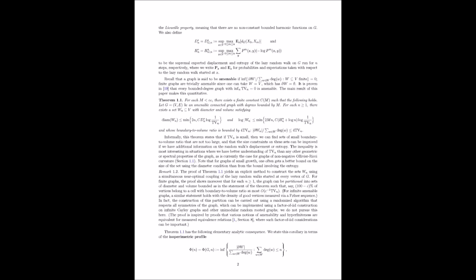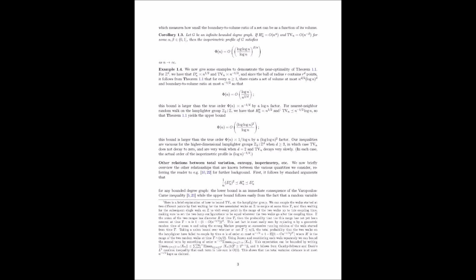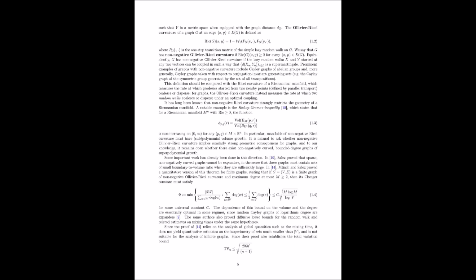Well, the isoperimetric profile is denoted by the Greek letter phi of n, and it measures the smallest possible ratio of the boundary size of a set to its volume for all sets of size n. Okay. So it essentially quantifies how easily information can leak out of a set on the graph. So if you have a low isoperimetric profile, that would suggest a leaky graph. Exactly. Where information can flow pretty easily across those boundaries.